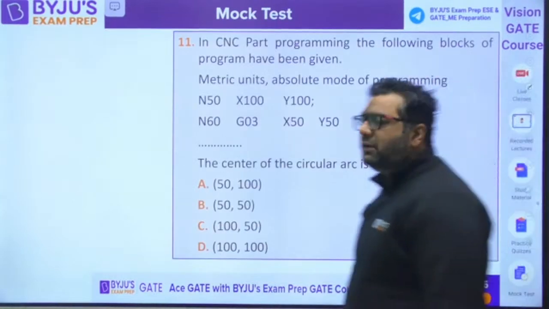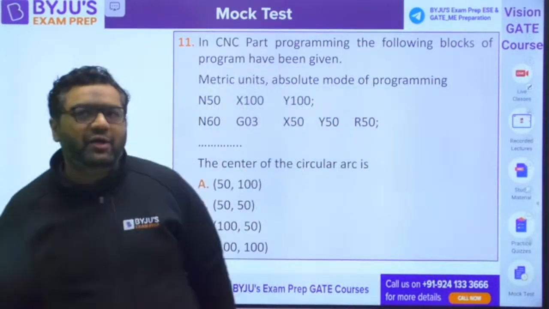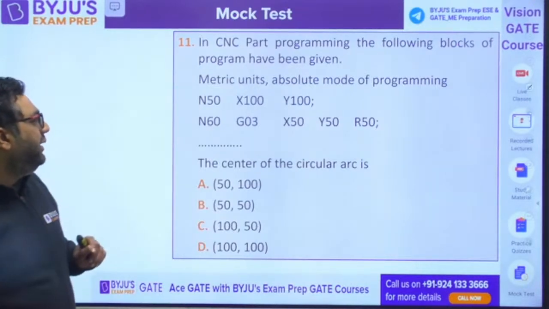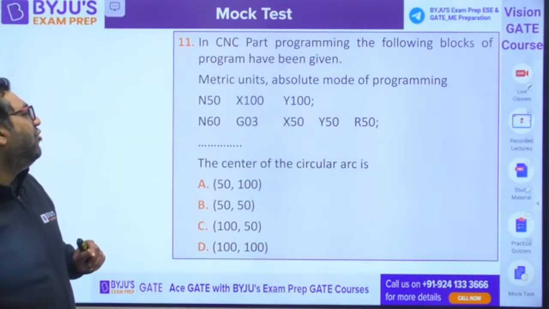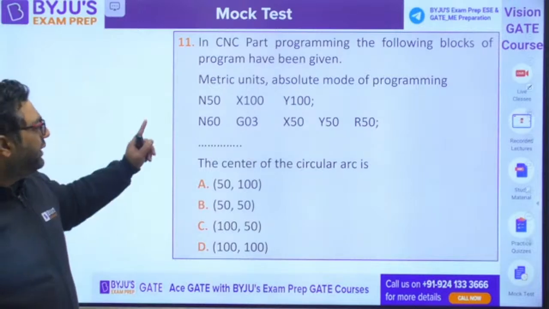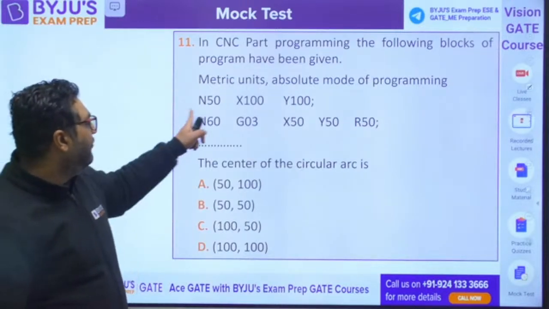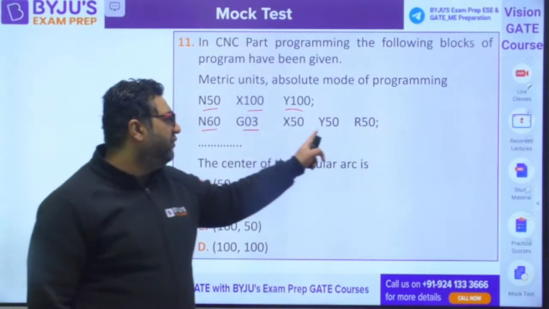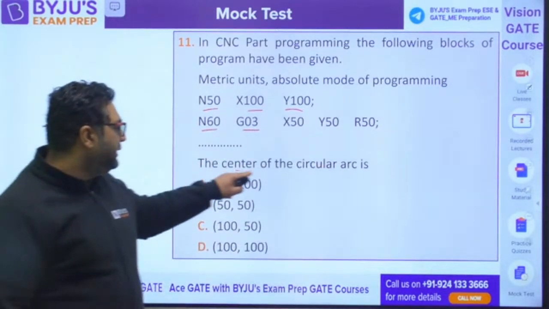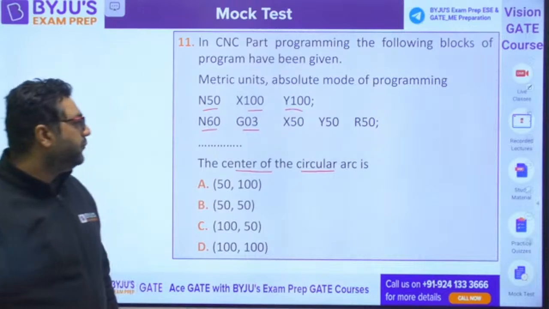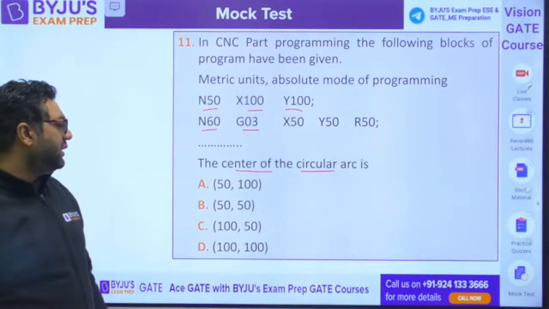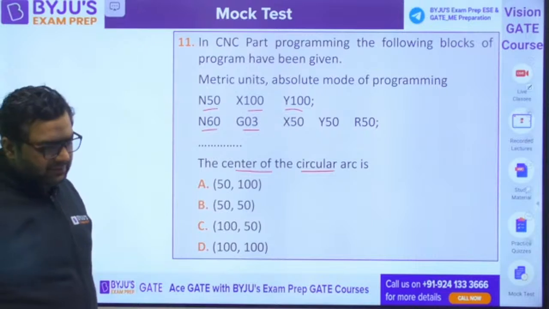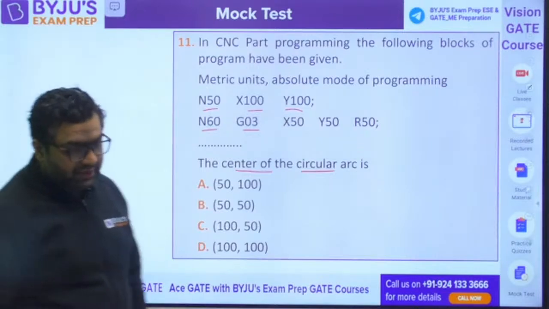Question number 11. This is from computer integrated manufacturing. In a CNC part program, the following blocks have been given. Metric units, absolute mode of programming: N50, X100, Y100, N60, G03, X50, Y50, R50. The center of the circular arc is? Tell me the answer for this question, guys.